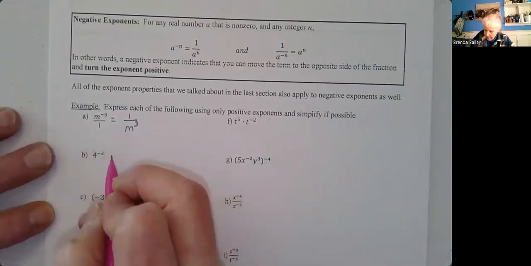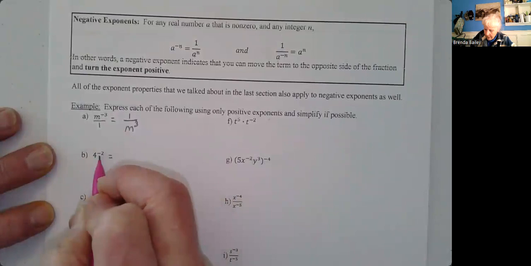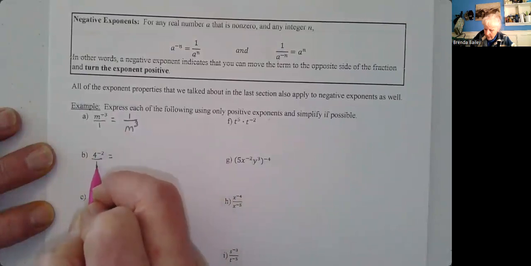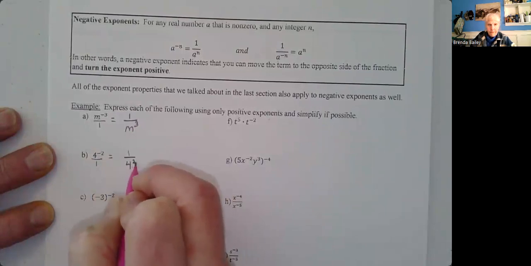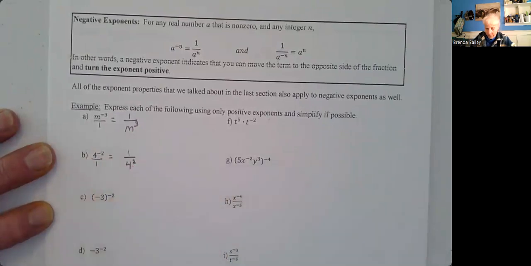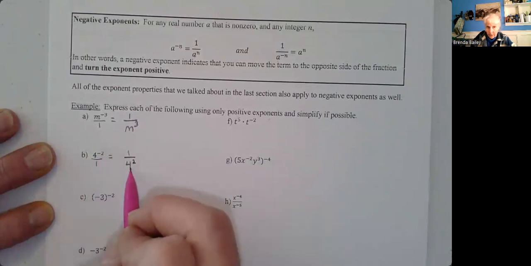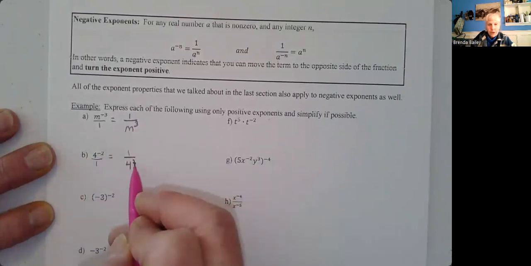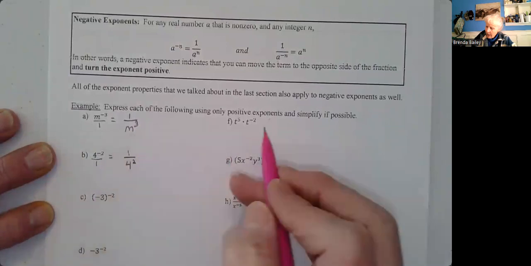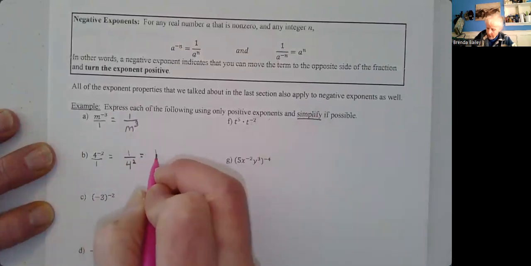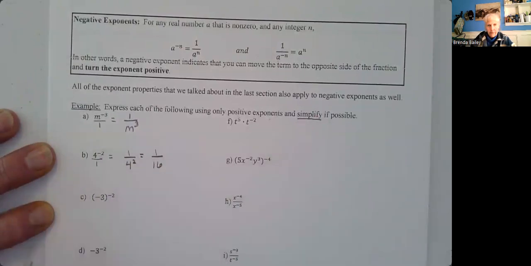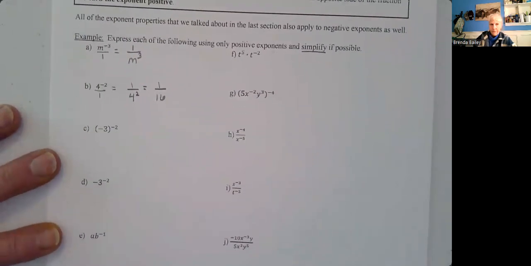This one right here, it's in the numerator. It's over 1. So if I want to make it positive, I change it from the numerator to the denominator, and then it becomes positive as soon as you change the position. But they also want us to simplify. So they actually want you to square the 4 and get 16. Okay. All right, let's keep doing some examples.